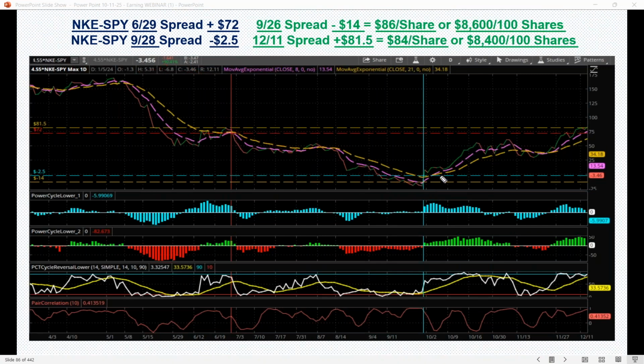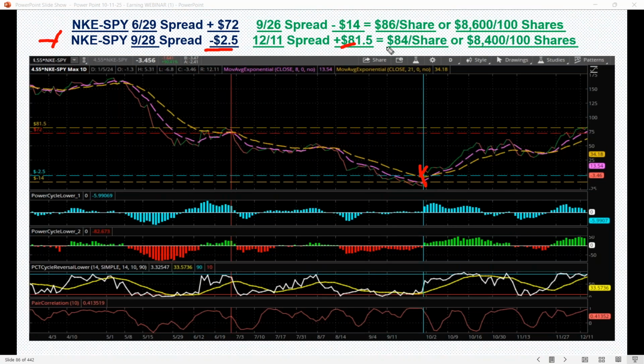And then here's the other one right here. This is where it went the other way around. So this is where Nike had good earnings, and it gave the catalyst for Nike to start really expanding, moving out faster than SPY. So at this point, Nike was trading at $2.50 under right here, that blue line. And then it started widening on the spread. So it started performing better than SPY. So this was long Nike, short SPY, went from 2.5 under, Nike under SPY, to 81.5 over SPY, right up here.